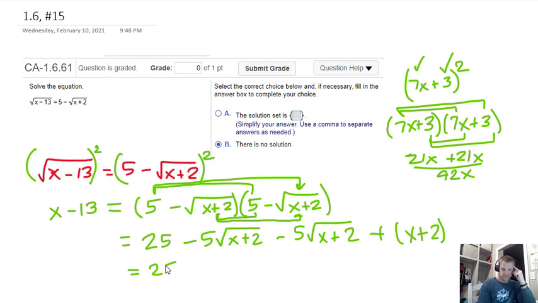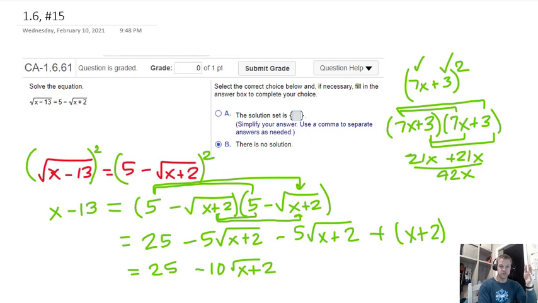I have 25. All right. So we look at these two things right here, and the way it works is these are just the same as like terms. We have a square root of x plus 2, and we have another square root of x plus 2. So we have negative 5 of that thing, and we have negative 5 of that same thing. So if you have -5 of a thing and -5 of the thing, then you have -10 of the thing. So it's -10 square root of x plus 2.